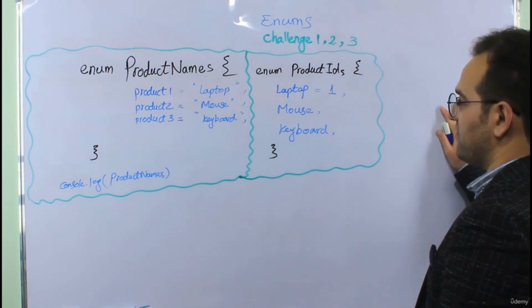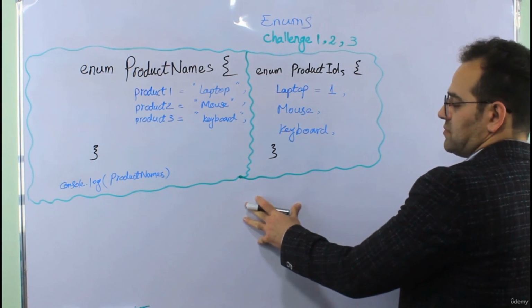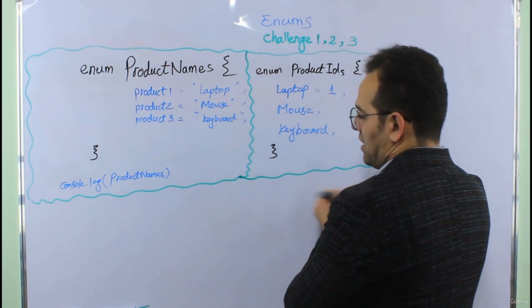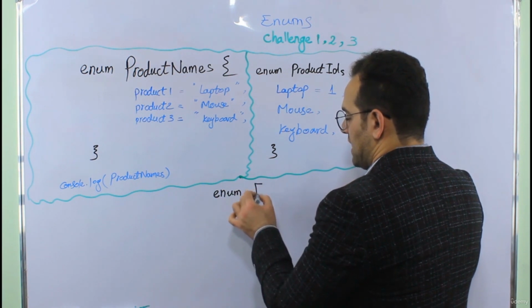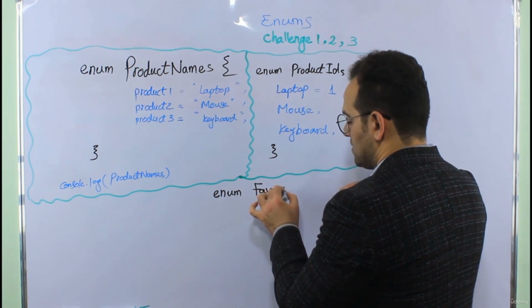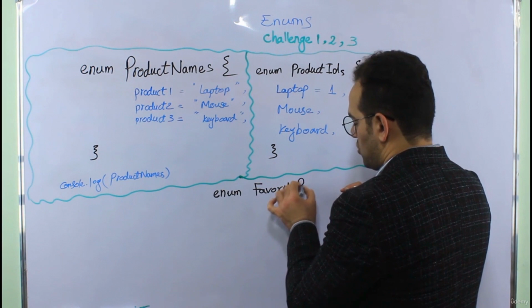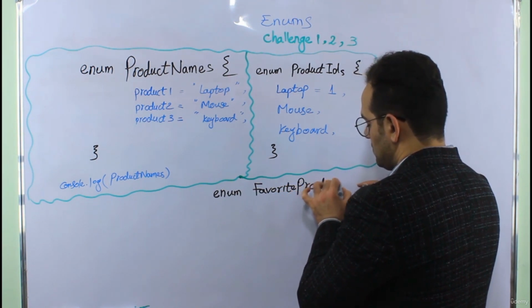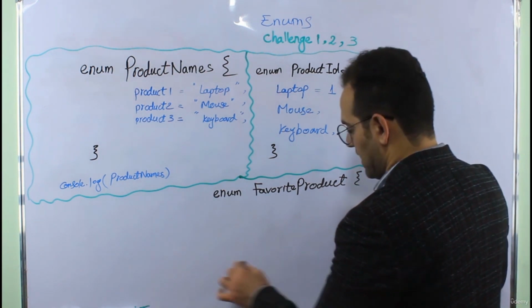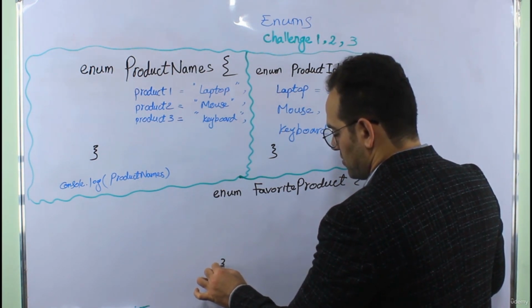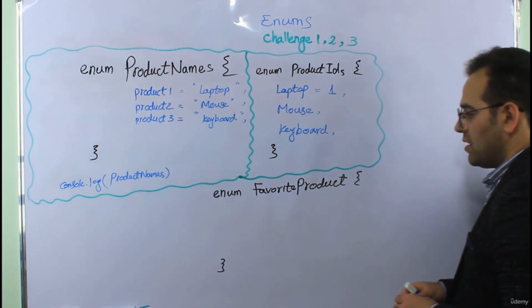And I don't think I can fit it right here, so I'm going to write it here. It's going to be enum first, then I'm going to have a favorite product. There we go. And this is an enum. Let's keep that in mind. And I'm going to close it off right here.